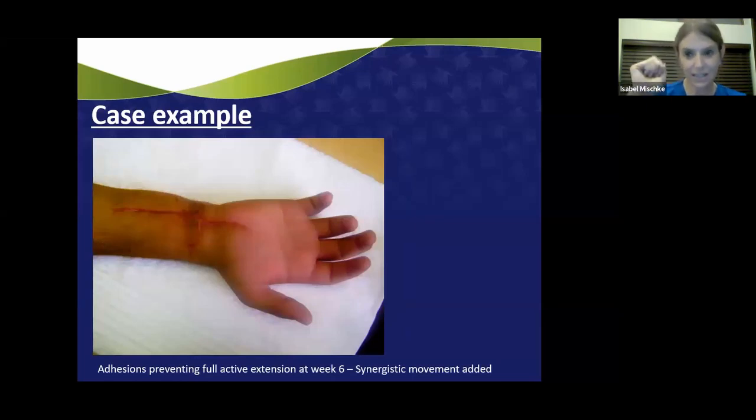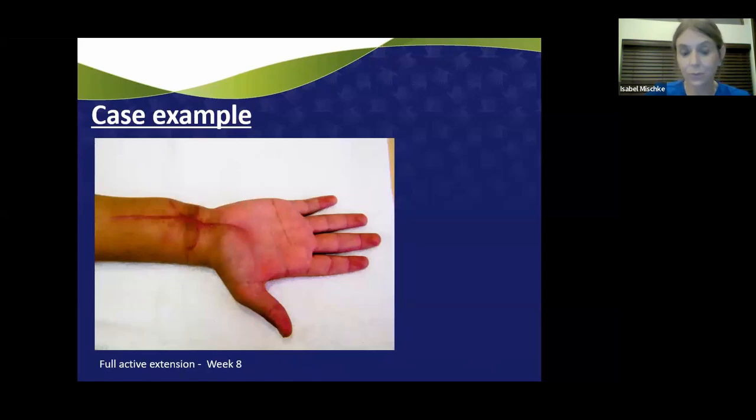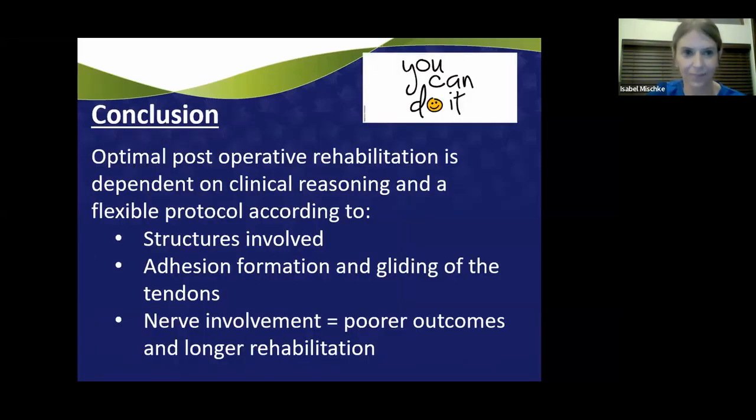We started with the synergistic movement, we added that, and at week 8 he was able to fully open up his palm. As you can see with the little finger, there was still a little bit of a claw deformity. So we did apply an MP flexion splint just to make sure that he didn't develop a claw deformity while his nerve was regenerating. And we also started putting silicone gel sheeting and compression on that scar. As you can see, it was quite an angry scar.